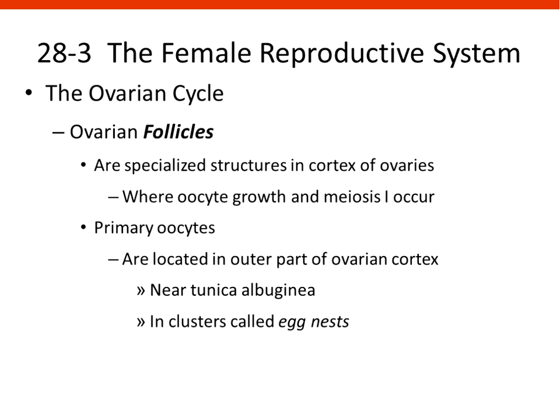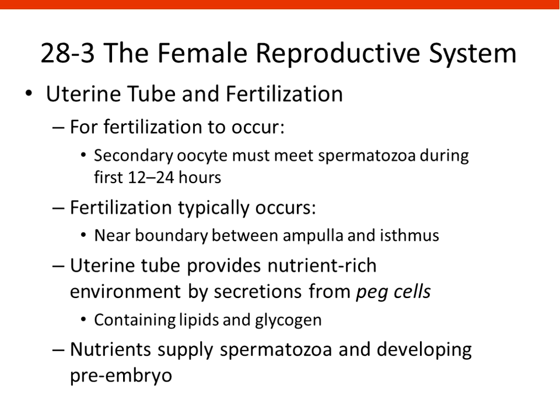The ovarian follicles are structures within the ovaries where the oocytes grow, and meiosis 1 takes place within those follicles. So each one of those primary oocytes is going to be found within a follicle. They are located within the cortex of the ovary, kind of on the outside of it, rather than in the middle of it. These clusters where the primary oocytes are found, we call egg nests.